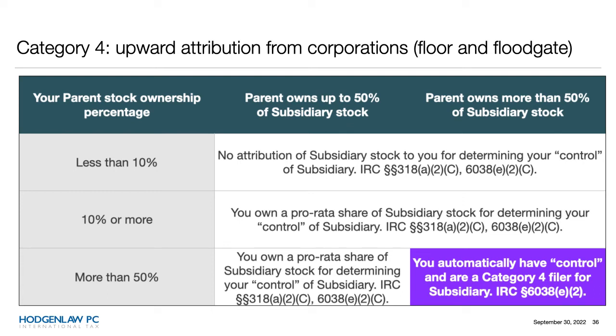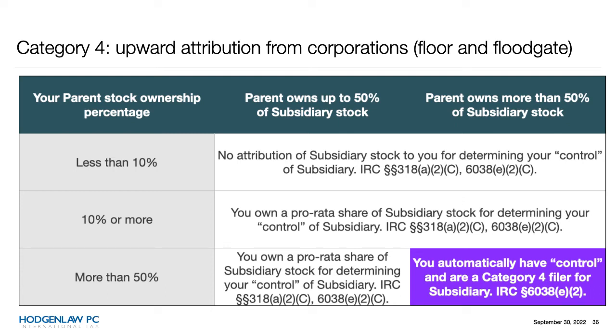If you own 10% or more, up to 50%, then the calculation is going to be the simple pro rata X% times Y% thing that we've done before. You take your stock ownership of parent corporation multiplied by the parent corporation's stock ownership of subsidiary, and that is your indirect ownership interest in subsidiary stock.